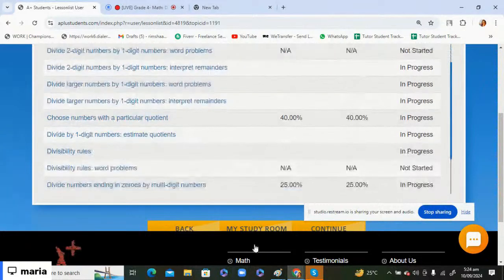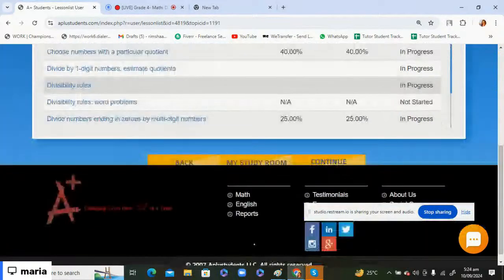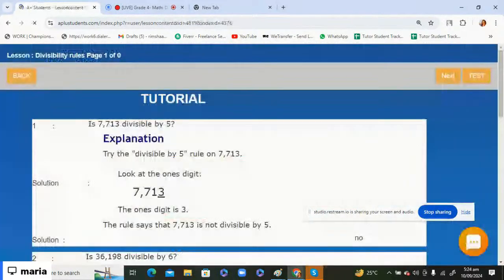Now let's discuss the next topic, divisibility rules. These are very important. So 7713, is it divisible by 5?